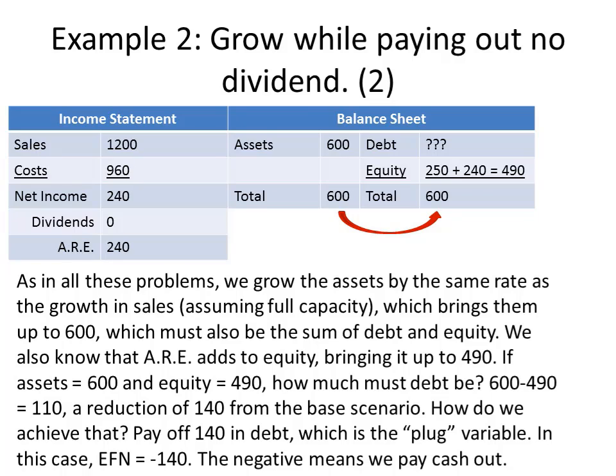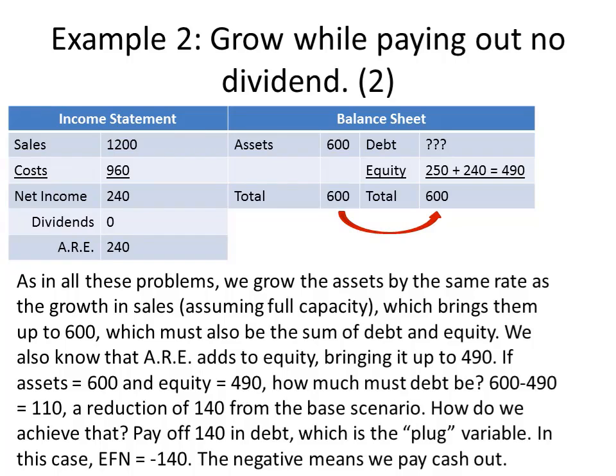In this, as in the last example, we assume that the plants are at full capacity. Therefore, the assets must grow at the same rate as sales. We've already boosted up the assets here by 20% to 600. We also know that the debt and equity must sum to 600. And finally, we know that 240 in addition to retained earnings will flow directly to equity. Equity was 250. We've added 240 for a new total of 490.